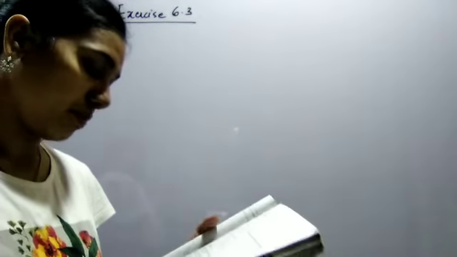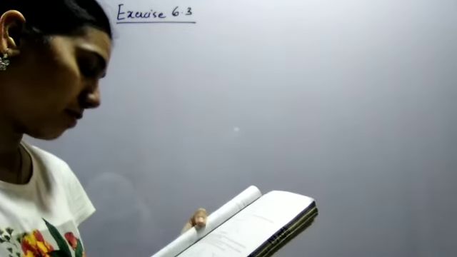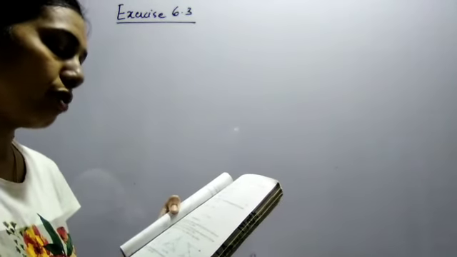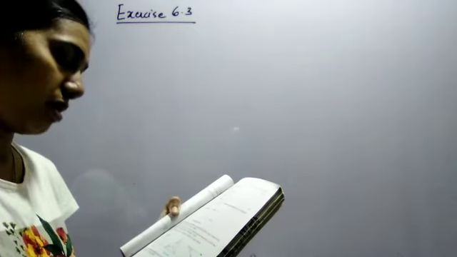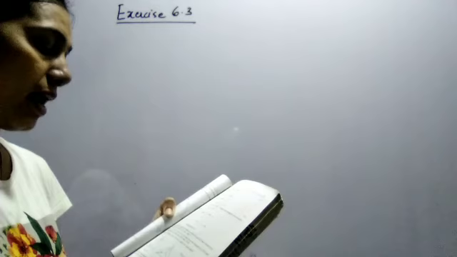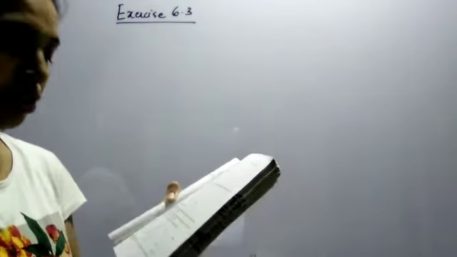So we'll solve exercise 6.3, first one. In figure 6.39, the diagram is given. Sides QP and RP of triangle PQR are produced to point S and T respectively. If angle SPR is equal to 135 and angle PQT is equal to 110, find angle PRQ.